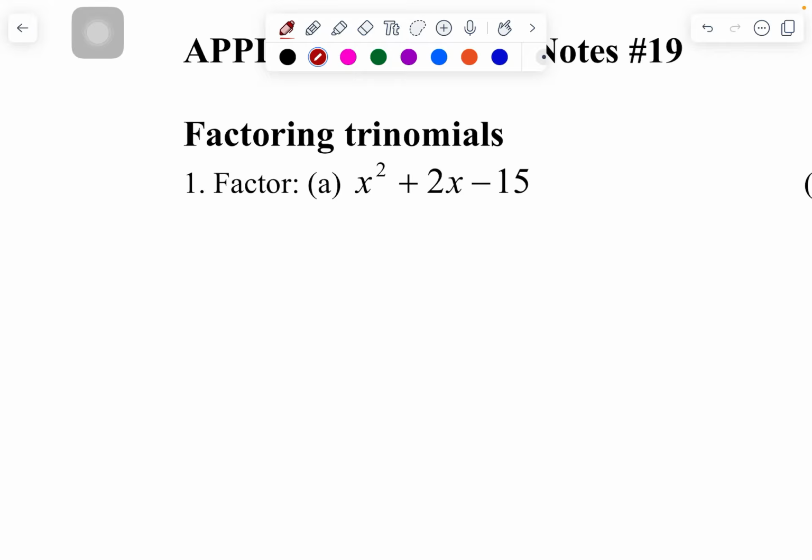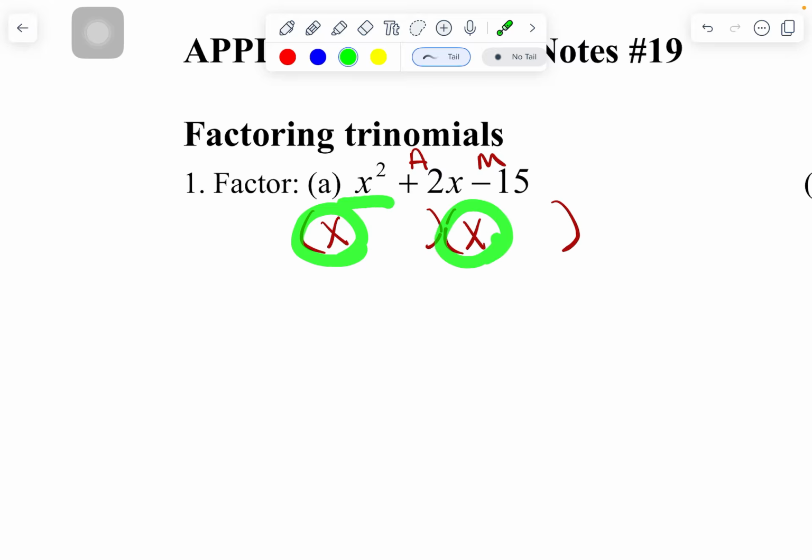First thing I always want to ask is, do I have a GCF? And the immediate answer is no, I do not. So what I'm going to look for here is things that add up to positive 2, but first I'm going to start with the multiply to negative 15. So I'm going to write my two little factors here. I'm going to take my x squared and split it, because I know that x times x is going to create that x squared. And then I'm going to look for things that multiply to negative 15.